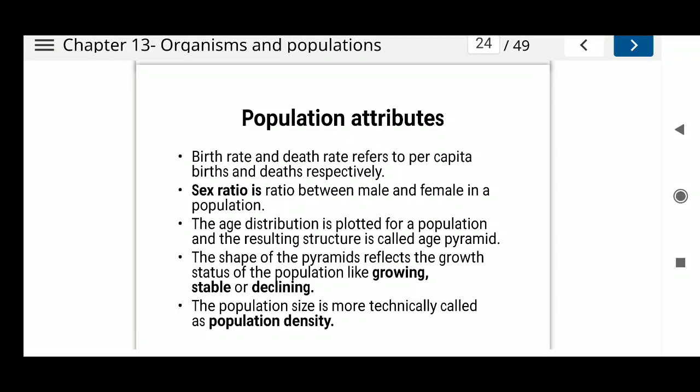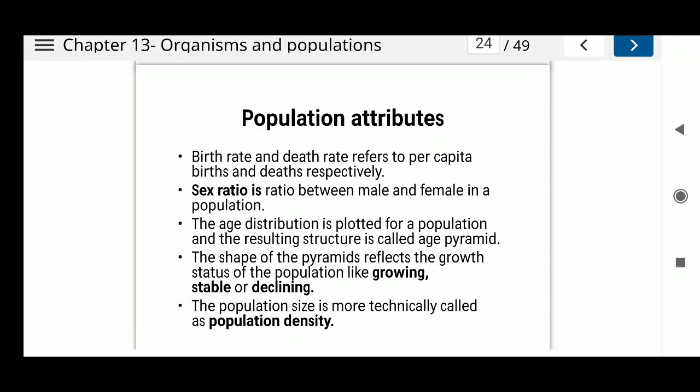Now example is, if in a laboratory there are 40 fruit flies, four fruit flies die during a specified time. So the death rate will be how much? Again, 4 upon 40, it will be 0.1 individuals per fruit fly per week. So like this we can count out the death rate and birth rate.